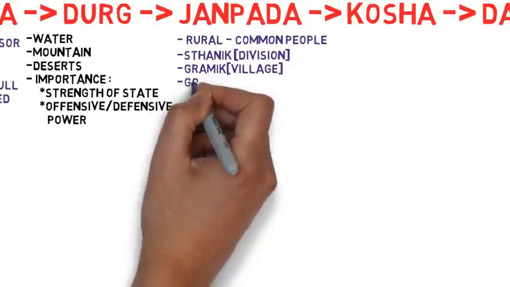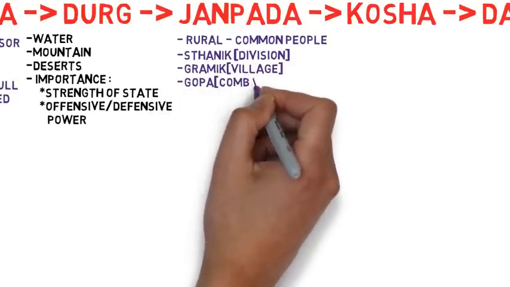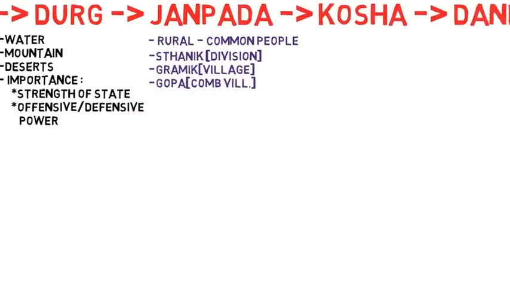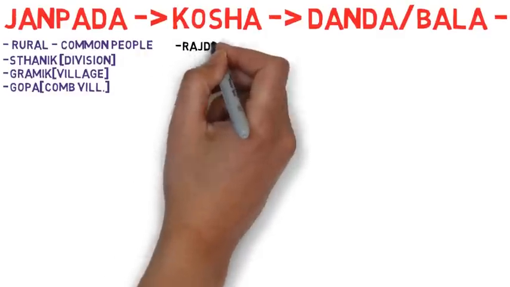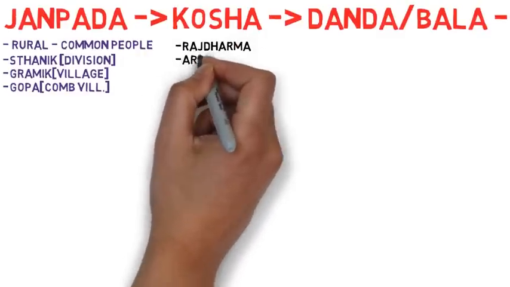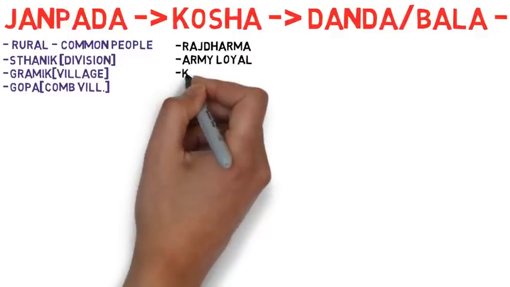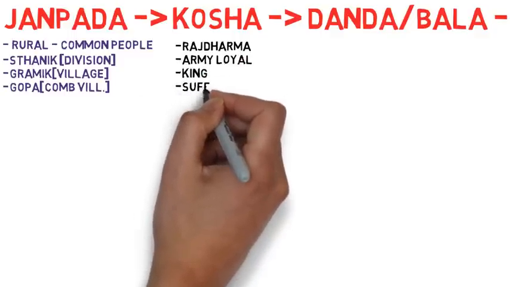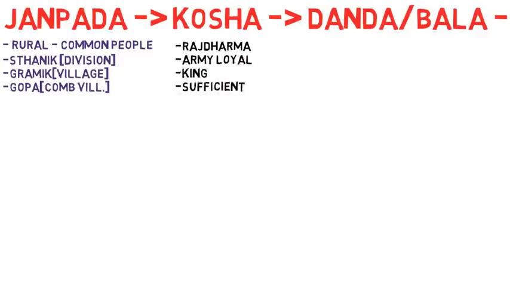Head of a village is known as Gramik. Different villages combined or put together under an officer called Gop. The fifth element is Kosh. Its significance is that it is necessary to perform Raj Dharma. It is also necessary to keep the army loyal. King inherits the Kosha. Kosha should be sufficient to face calamities.